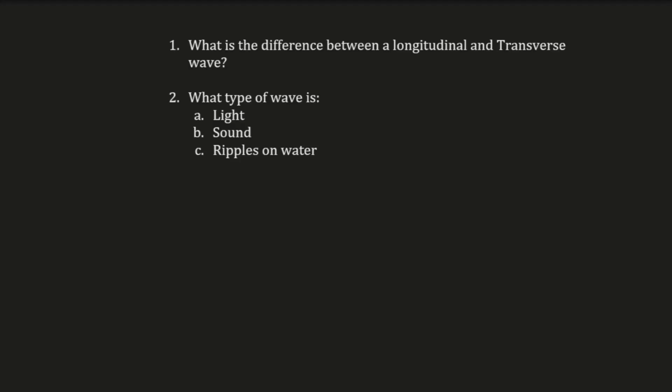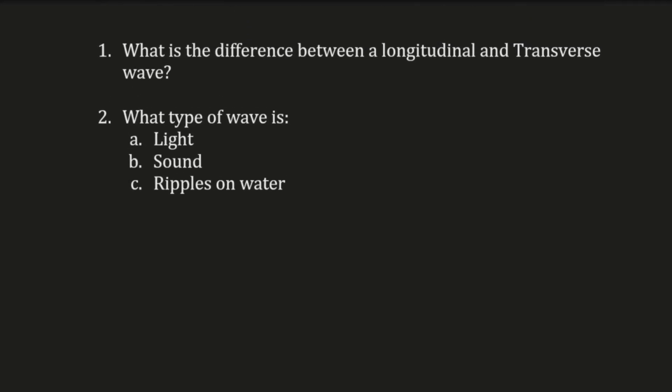Alright, so let's get into some questions to see what you remembered then. Question 1, what is the difference between a longitudinal and a transverse wave? So pause the video, have a go. By definition, a longitudinal wave has oscillations parallel to the direction of energy transfer, whereas a transverse wave has oscillations perpendicular to the direction of energy transfer. That's how you would define them, and that's the fundamental difference between them.